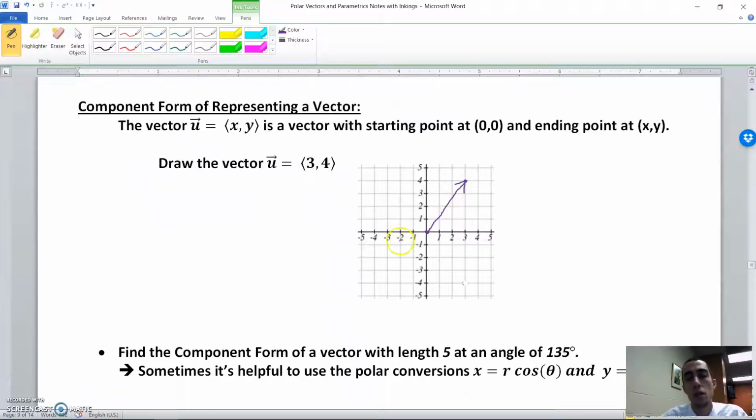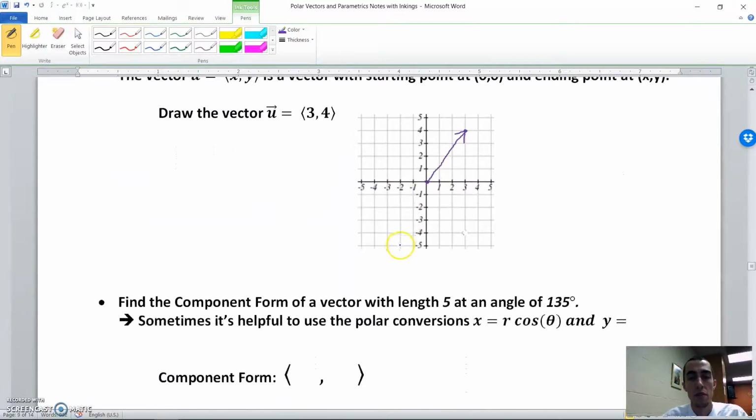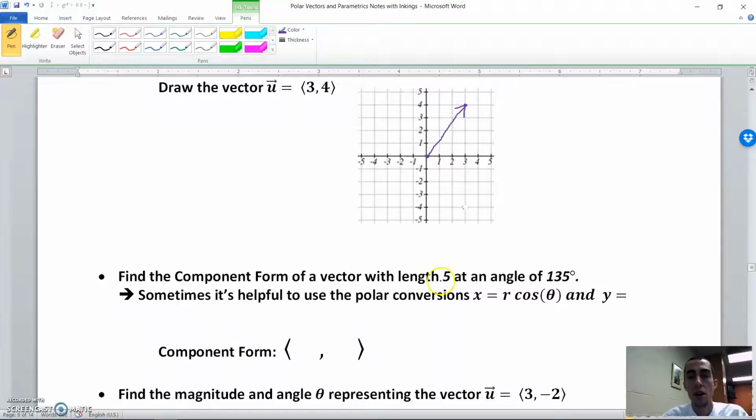So next, we want to find the component form for a vector that's 5 units long and that's at an angle of 135 degrees. Looking at this off the bat, I know that this is going to be somewhere over here because 135 degrees is going to put us in quadrant 2. There are a couple of ways you can do this, but one of them would be to use the polar conversions, where x equals r cosine theta and y equals r times the sine of theta.